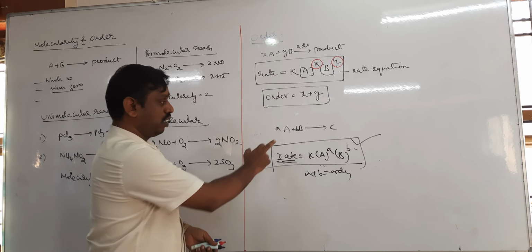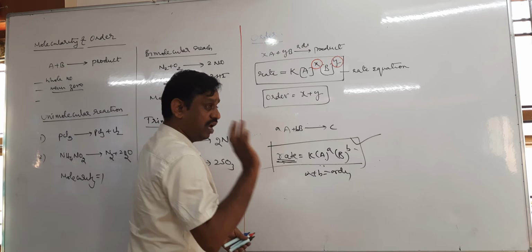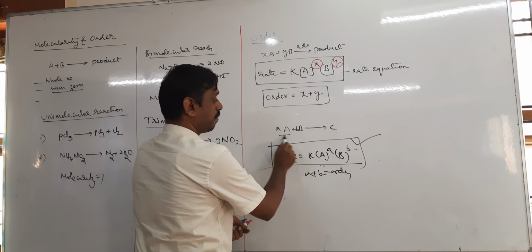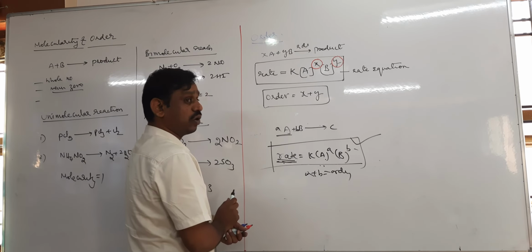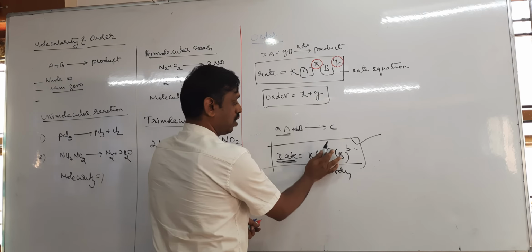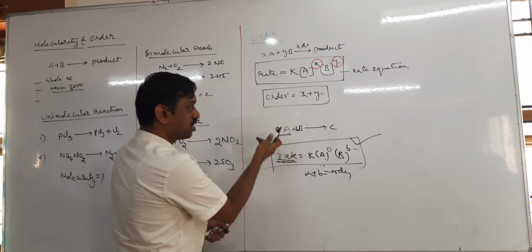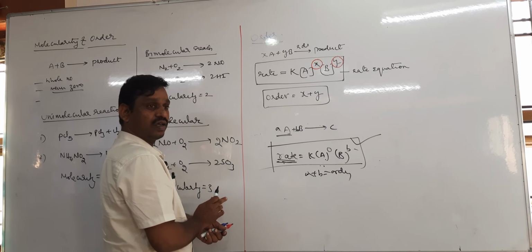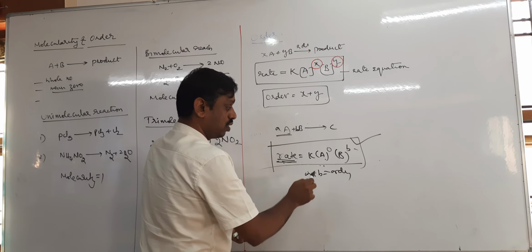For example, A plus B gives rise to C. I say that with respect to A, the rate is 0. It means A power 0. You don't see that A is there. Why A power 0?